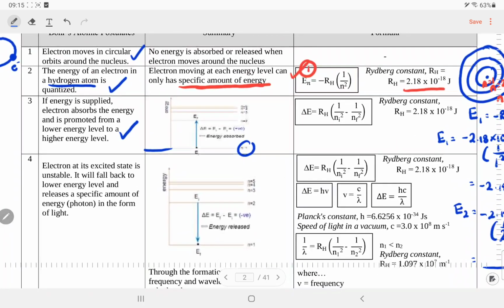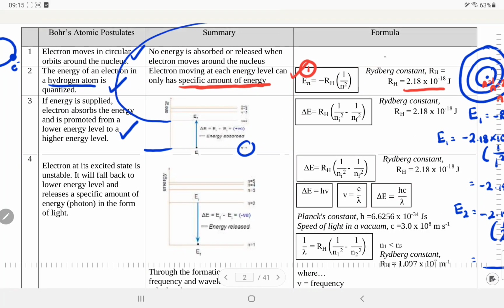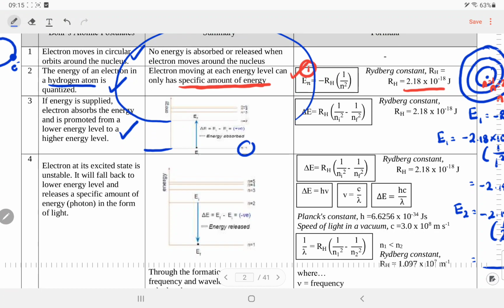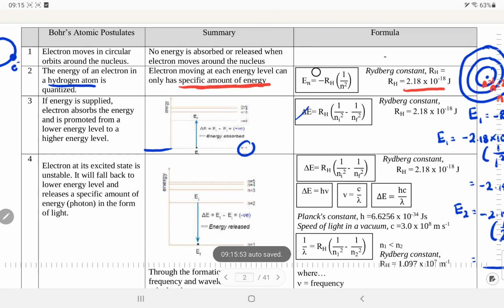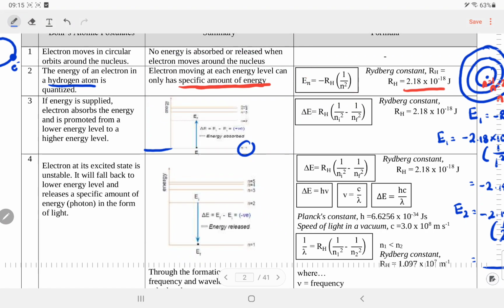Okey. Ini sebenarnya dia bulat macam ni lah sebenarnya. Okey, this is n is equals to 1. This one is n is equals to 2. Dia bukan bulat macam tu. Dia bulat begini. Okey. This is nucleus kat tengah sini.